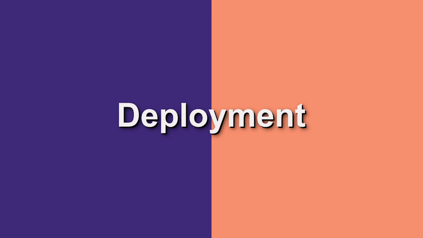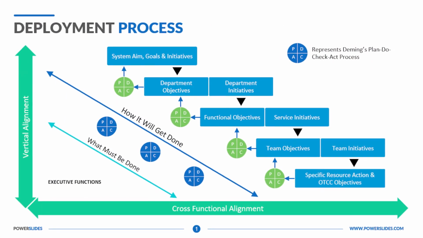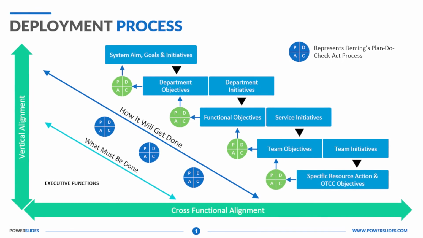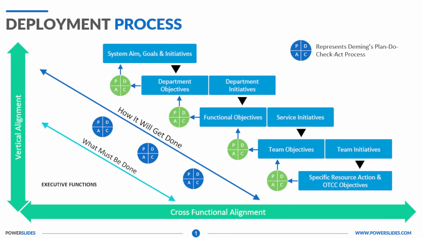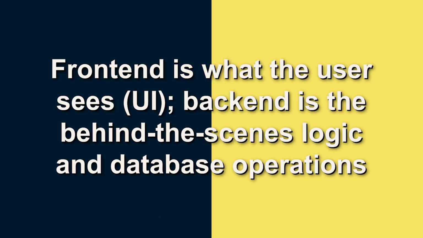12. Deployment. The process of putting your code on a server or online so users can access it. For example, launching a website. 11. Frontend and backend. Frontend is what the user sees, the UI. Backend is the behind-the-scenes logic and database operations.